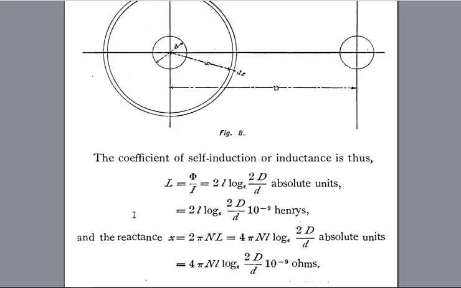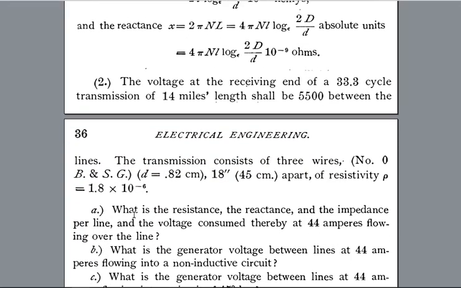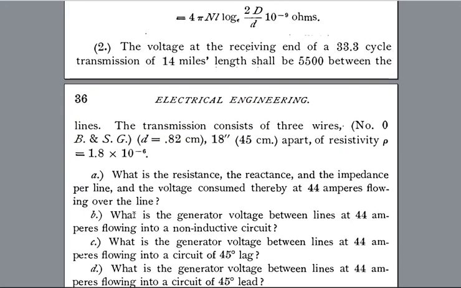2. The voltage at the receiving end of a 33.3 cycle transmission of 14 miles length shall be 5500 between the lines. The transmission consists of 3 wires, number naught B and S gauge, diameter equals 0.82 centimeters, 18 inches apart, that is 45 centimeters.